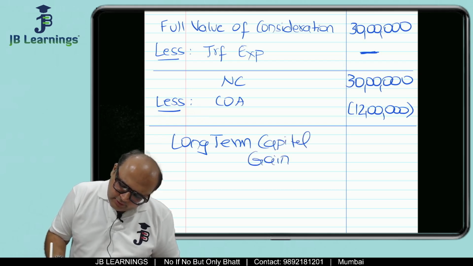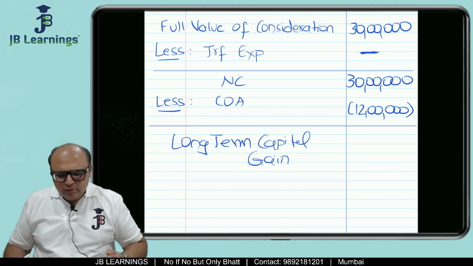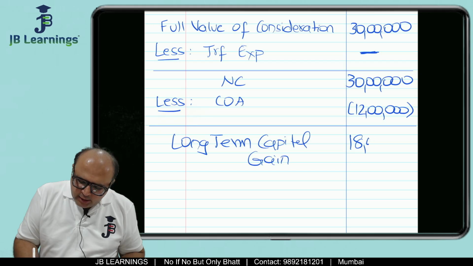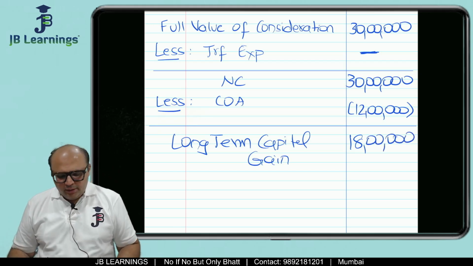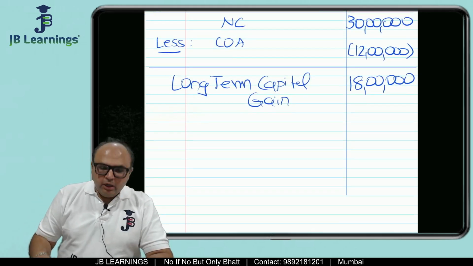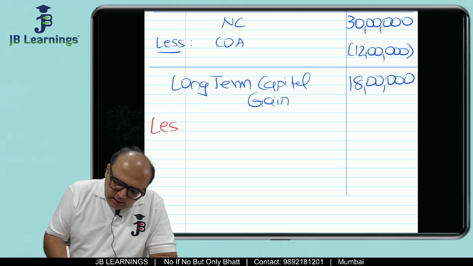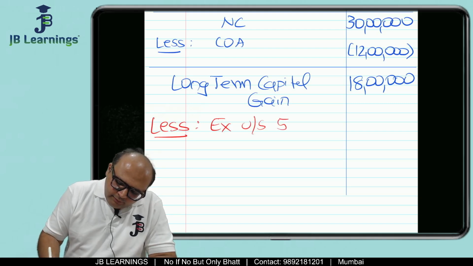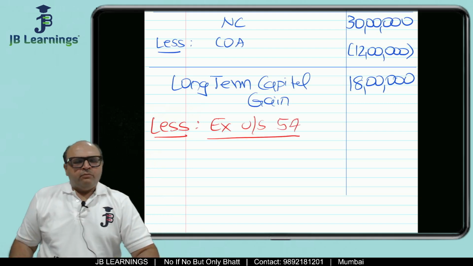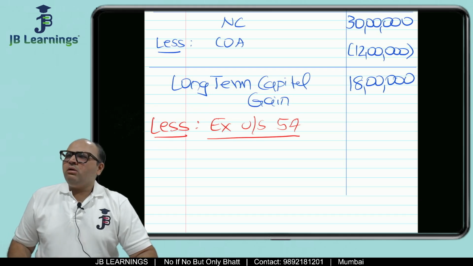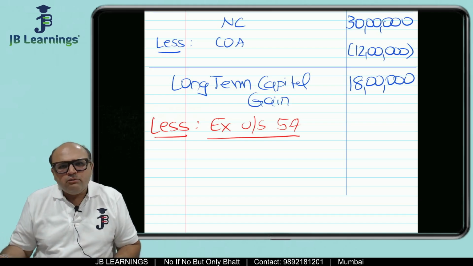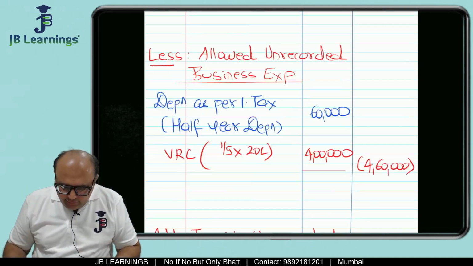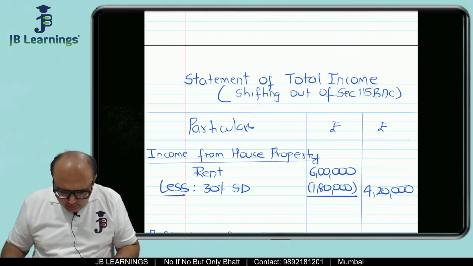Now you will say, sir, this is so simple. Why you are saying that there is something very nice, very tricky, something very important? Friends, I'll tell you why this is very, very important. Friends, now against this long-term capital gain, you will claim exemption under section 54. 54? Sir, but for section 54, you have to buy another house. Yes, friends, the assessee has bought another house.